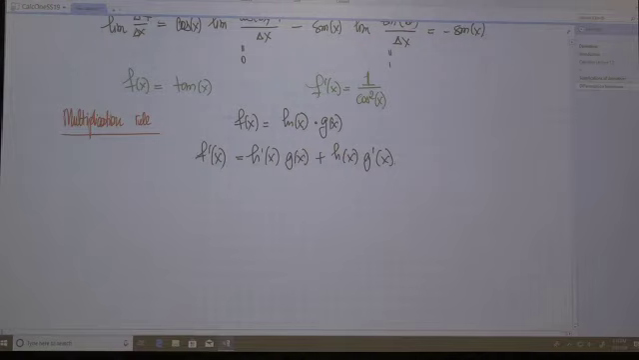So there is another rule which is called the quotient rule.